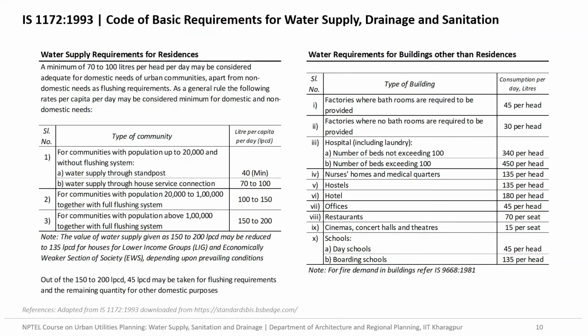Let us take a look at the snippet from this code of basic requirements for water supply, drainage, and sanitation, which is IS code 1172/1993.